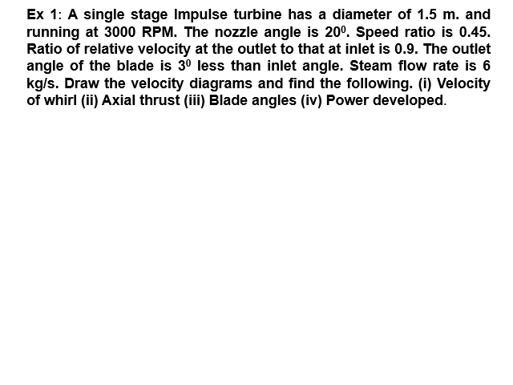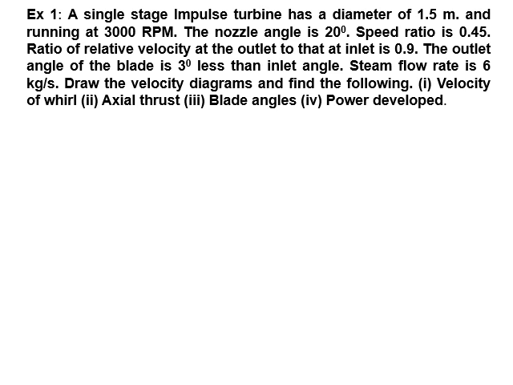Ratio of relative velocity at outlet to that at inlet is 0.9, that is called the blade velocity coefficient, denoted by Cb equals the ratio of Vr2 by Vr1, that is equal to 0.9. The outlet angle of the blade is 3 degree less than the inlet angle, that means the beta 2 angle is 3 degree less than the beta 1 angle. For that reason beta 2 equals beta 1 minus 3 degree. Steam flow rate is 6 kg per second, that is m equals 6 kg per second.